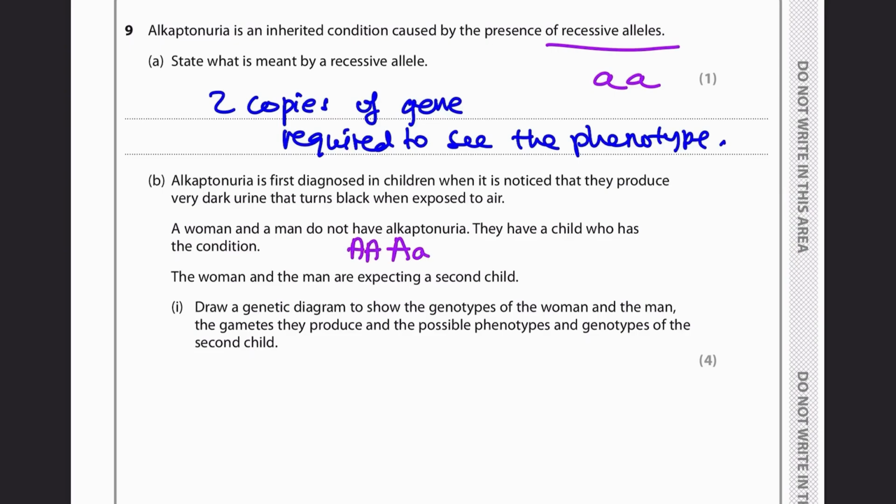But which one is it? Think about it. Their child does have the condition. And if you have the condition, you must have gotten one small a from mom, one small a from dad. That means both the mom and dad must have a small a, right? And therefore, both parents would have been a big A, small a, and a big A, small a.